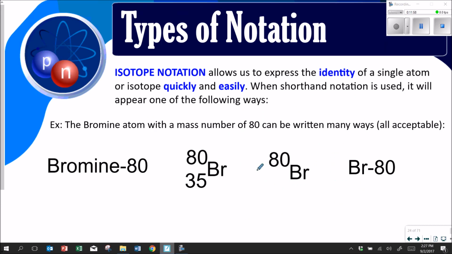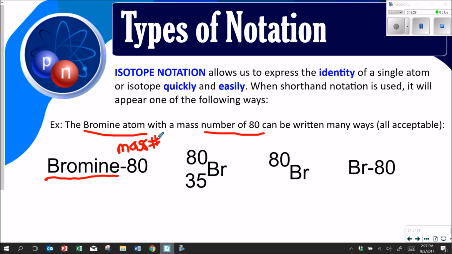Isotope notation is a shorthand notation that allows us to identify an element when it is written in that shorthand form. So for example, if we have a bromine atom and we are told that the mass number of that isotope is 80, this can be written in several ways. You need to be familiar with all these isotope notations. So bromine 80, we write the full name of the element followed by the mass number.